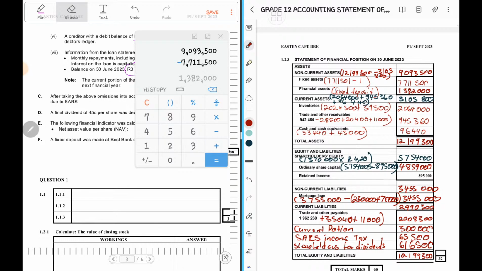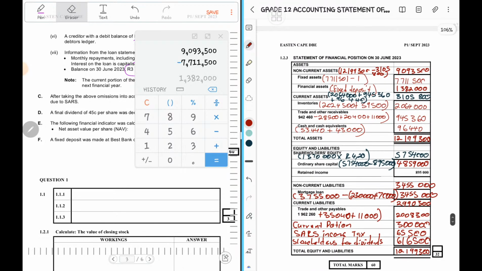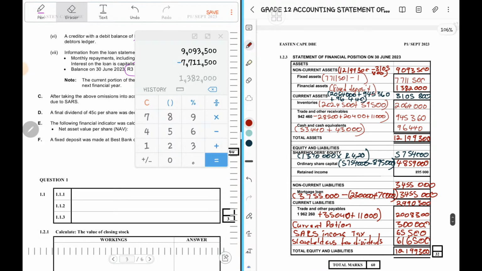So if there is no other question, then we can end the lesson here. Then our next lesson, hopefully tomorrow, we can have another lesson. According to our plan, I'll check whether it is the ratios or the cash flow statement. So I'll have to check.